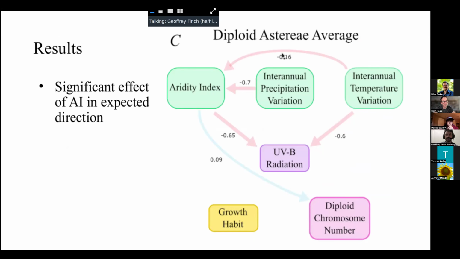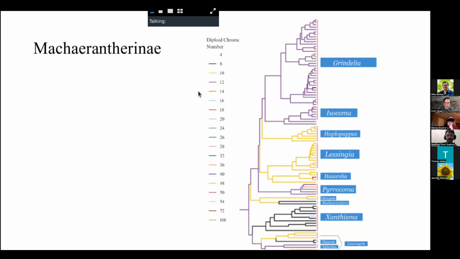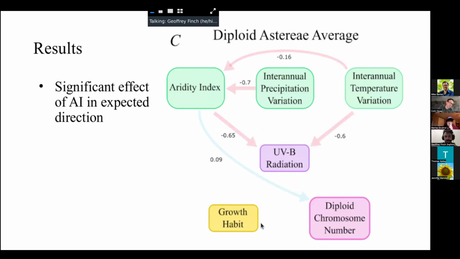So this is the average model, or the average of the best models, for the diploid Astereae. The only predictor that comes out as having a significant effect on diploid chromosome number is aridity index, but it is in the expected direction. It is a positive relationship. So higher numbers are associated with higher aridity index, which is less arid habitat. But there's no significant effect of growth habit or UVB radiation when we look at all of the diploid Astereae in that tree, or interannual precipitation or temperature variation.